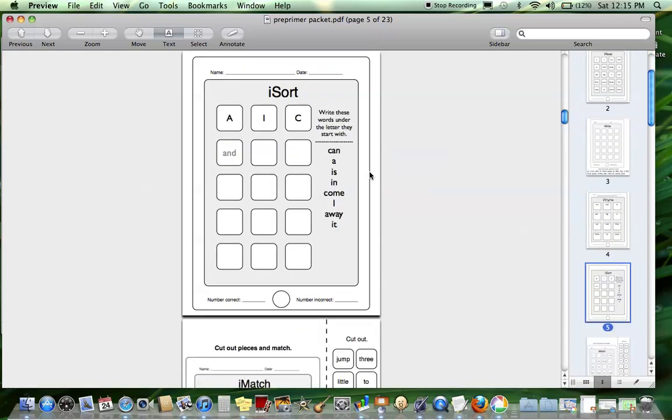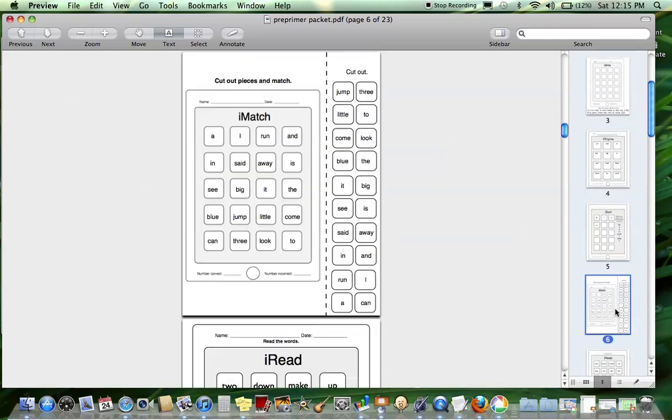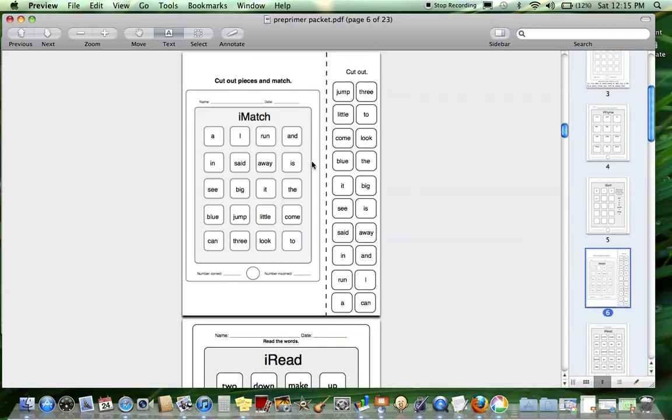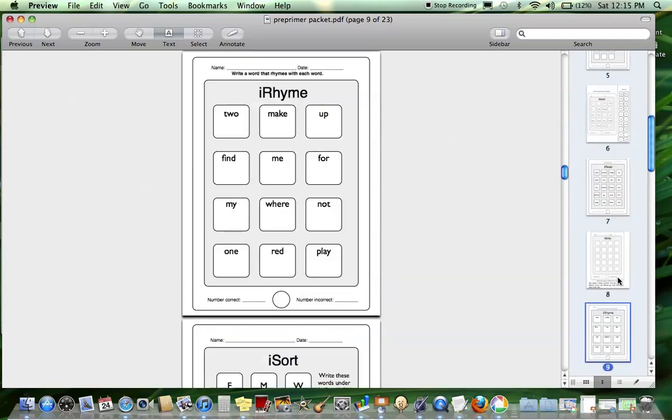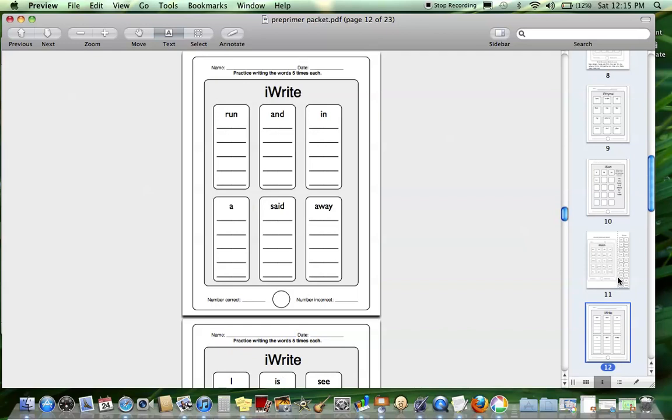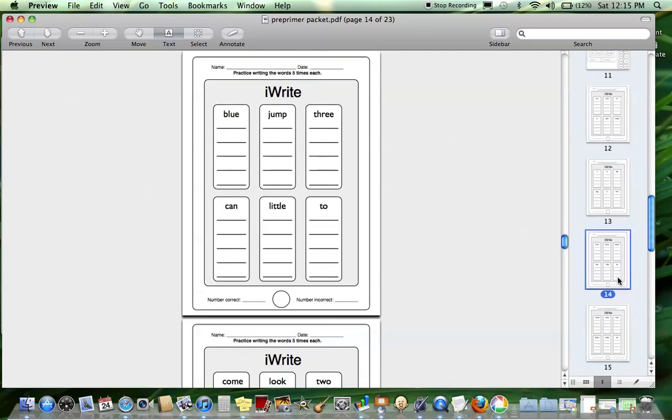And sorting by initial letter. So they'll sort all the A words, I words, C words. And matching. So cutting this out and matching the words. Then there's the same set of worksheets for the rest of the words to include all of the preprimer words included. And next are the I write five times each.